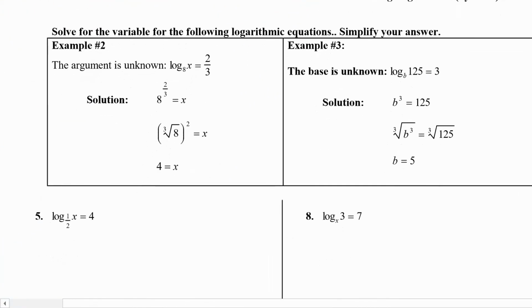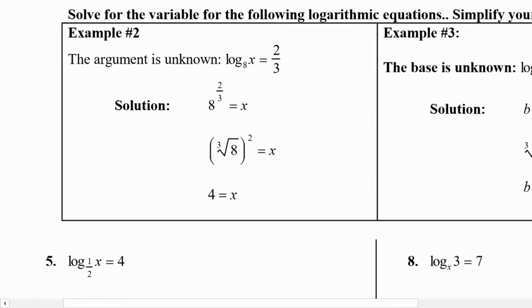Now we're going to look at some other problems. Let's look at example number 2. So we have log base 8 of x equals 2/3. And again, our first step is just the same. So the base of the log is the base of the power. Logs equal the exponent. So this is your exponent right here. And then we have x on the other side. And for this one, since x is already by itself, all we have to do is evaluate that.